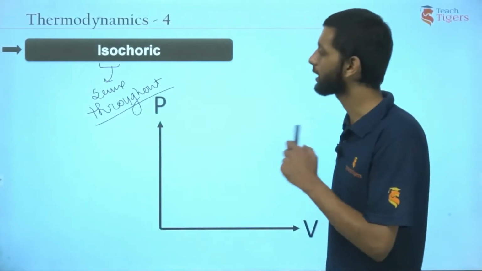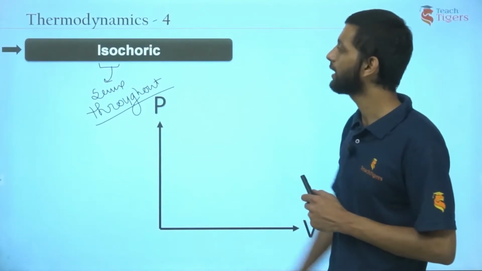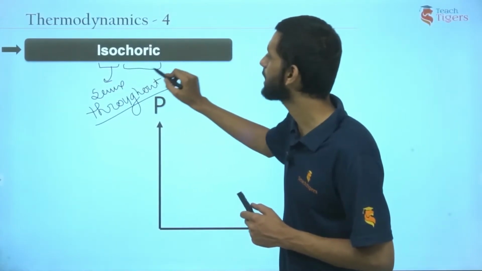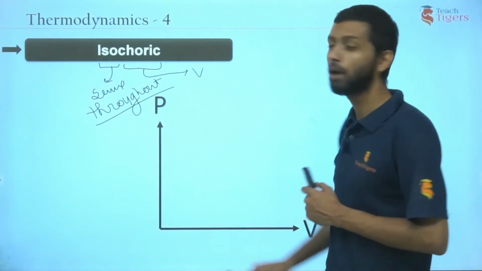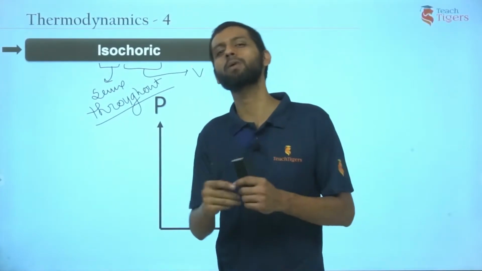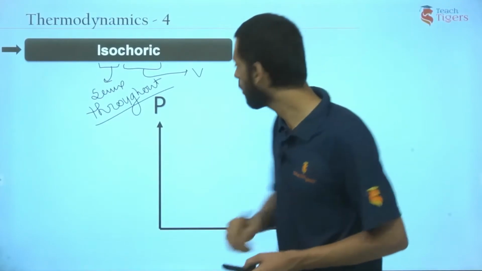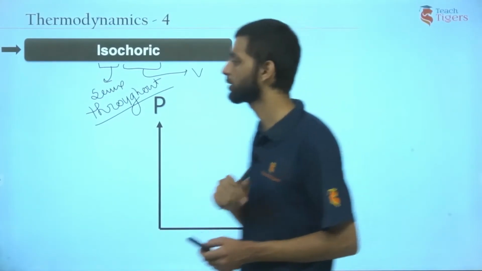And isochoric, this term over here, same throughout. What is the same throughout? Volume. Volume is going to be the same throughout in an isochoric process. How do I show it on a graph?